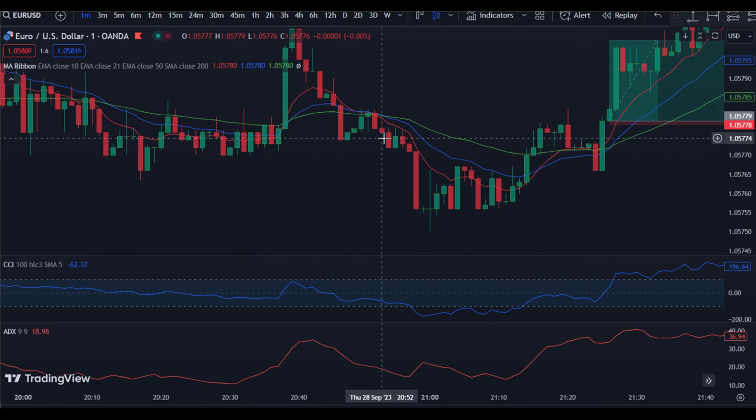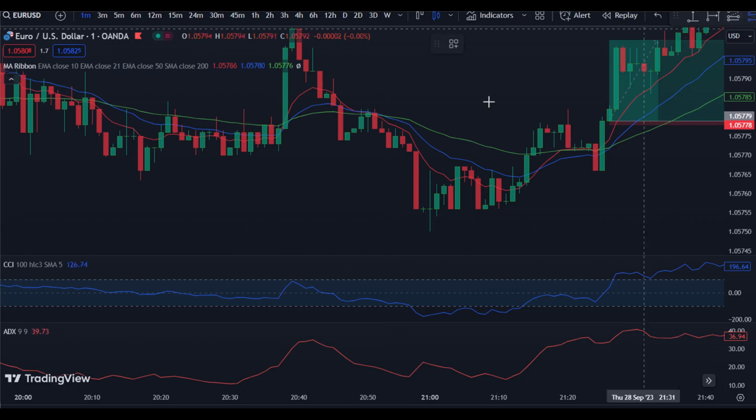So for the short positions, what we're going to be looking for is for the EMA to cross over. So the green ribbon needs to be on top and the red needs to be on bottom. After this, we're going to identify the CCI, which needs to be below 0. The ADX needs to be below the 20 level. So as you can see right here, it is at 18.9 as soon as this bar closes. So we can take our first short position.